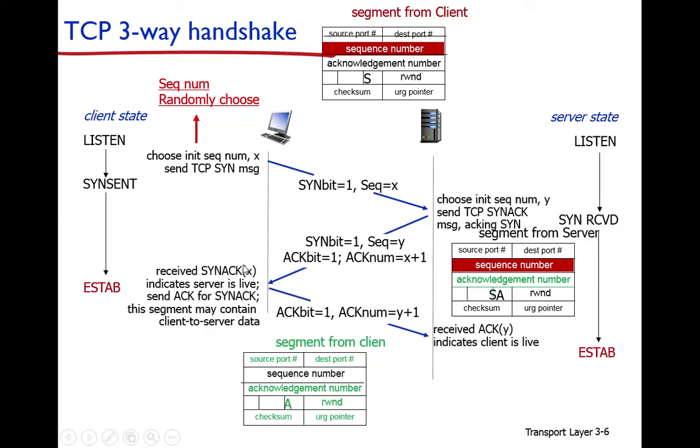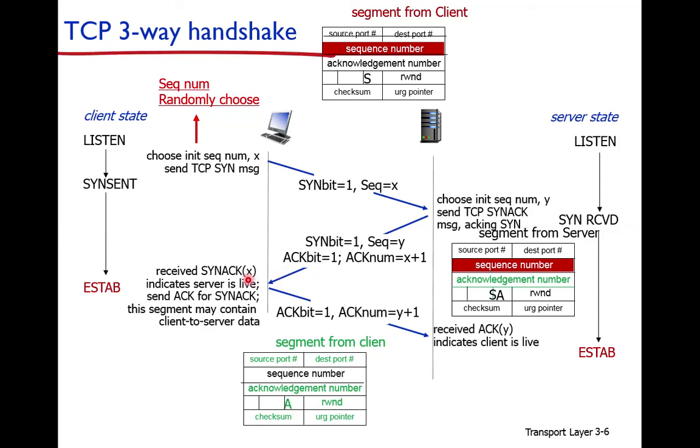Now suppose the client receives this message. First, it contains an acknowledgement, which means the client comes to know that its SYN message was received by the server correctly. So acknowledgement X plus 1 means that the SYN packet is received correctly, and the SYN message means that the server is also willing to establish a connection. So by receiving the acknowledgement, the client knows the server is live, and the SYN means the server is also willing for the connection.